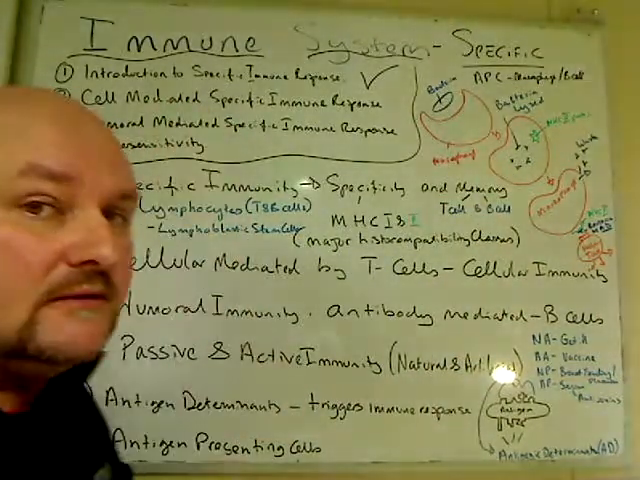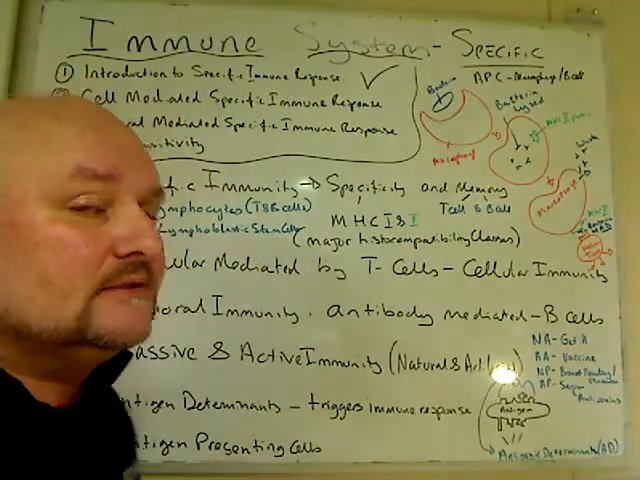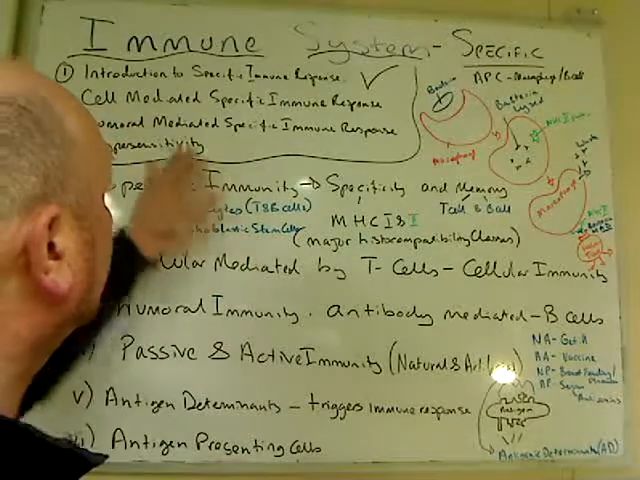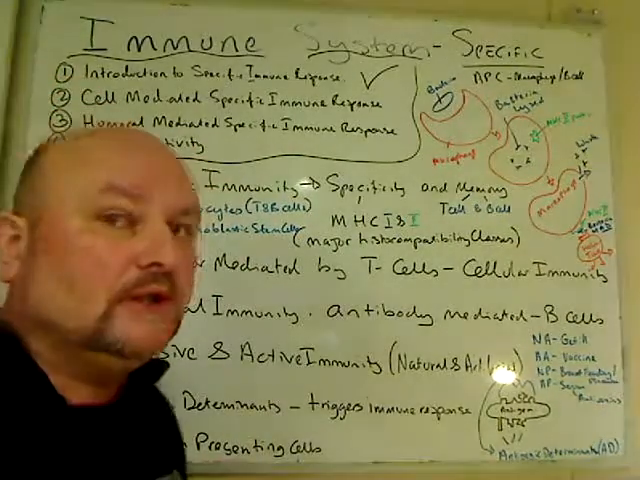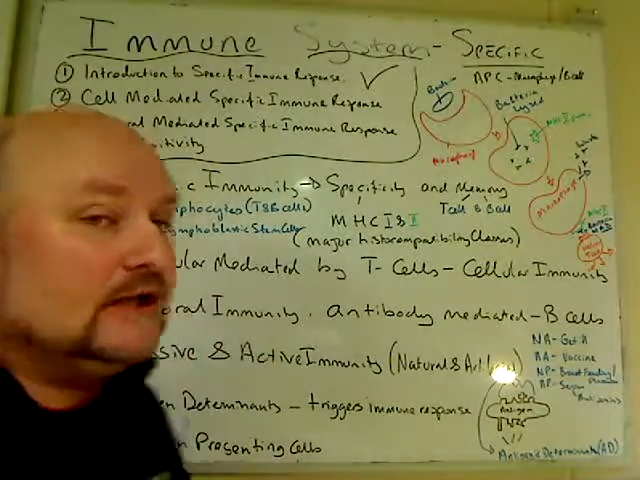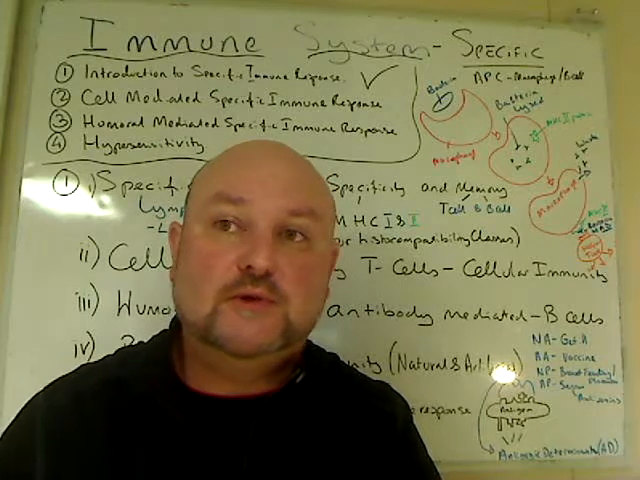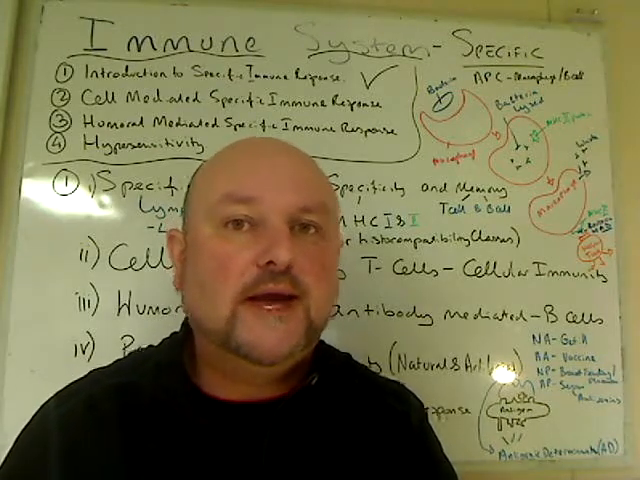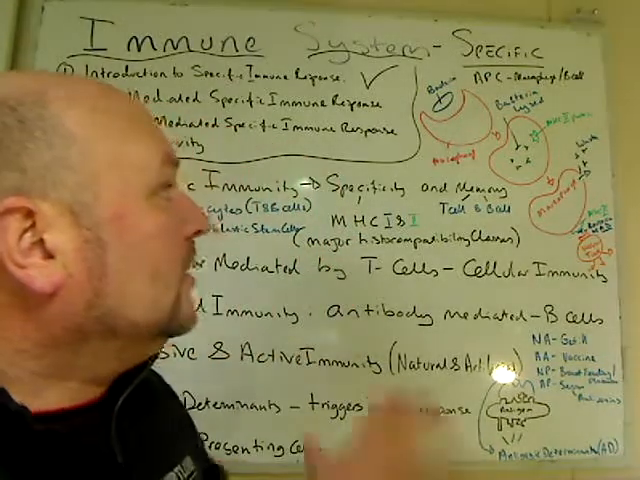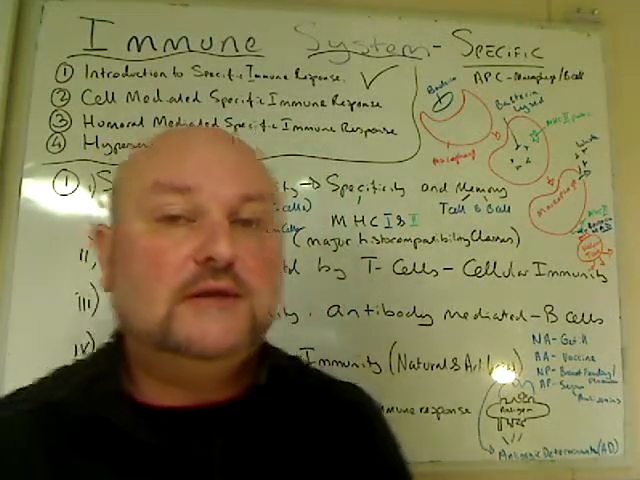Then in the second of these lectures, we're going to look at cell-mediated specific immune response. And then in the third, we'll look at humorally mediated immune response. And finally, we'll look at hypersensitivity responses, because there's 4 classes of them, and it's worthwhile knowing what they are and how they act. So for this one, we're going to look essentially at the whole thing in brief.